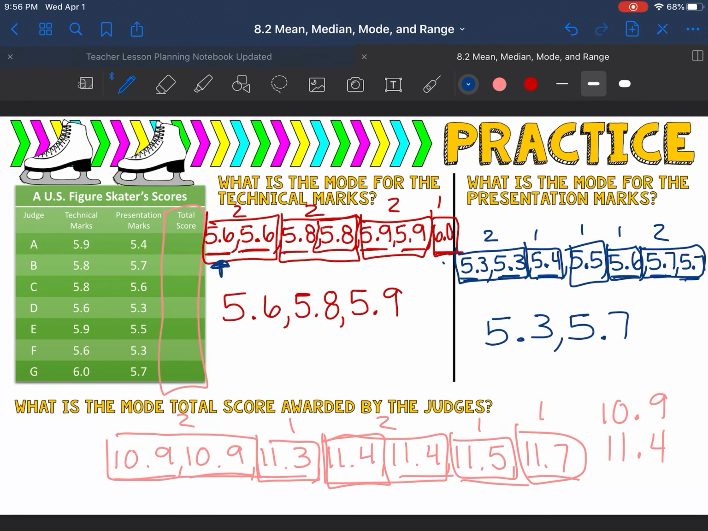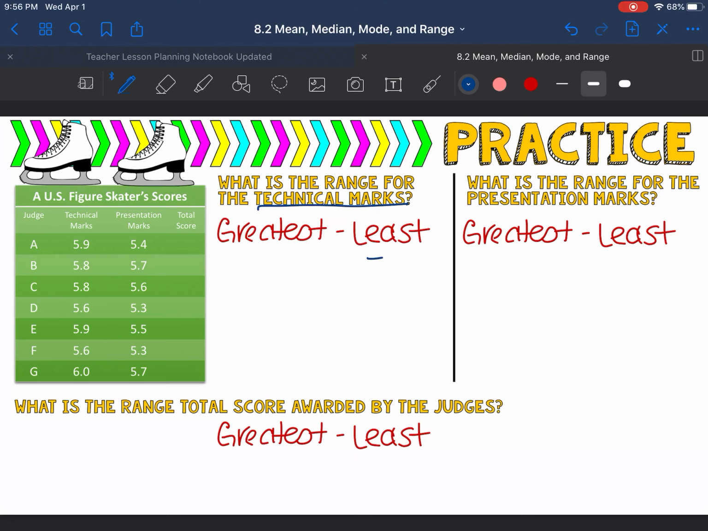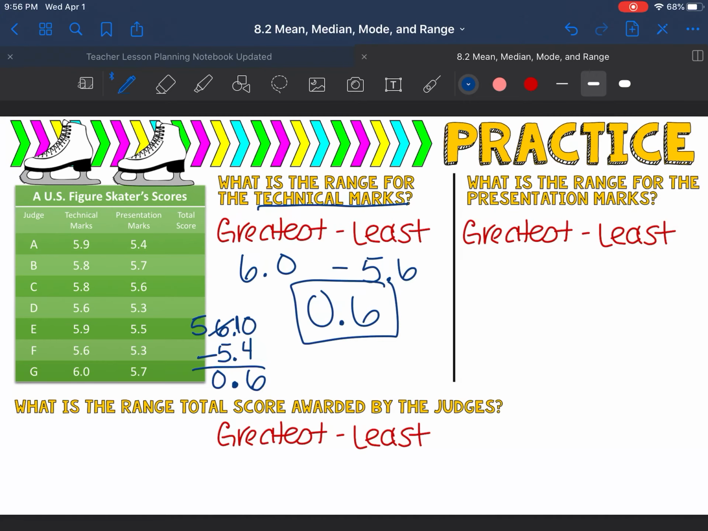Well, my smallest number is going to be my first number and my biggest number is going to be my last number. So 5.4 is my smallest and 6.0 was my greatest. So let's come off to the side and do 6.0 minus 5.4. Remember, when you're subtracting, you want to line the numbers up by the decimal place. I can't do 0 minus 4, so I'm going to borrow from that 6 and make it a 5. Put my 1 there. 10 minus 4 is 6. 5 minus 5 is 0. So my range for my technical scores is 0.6.